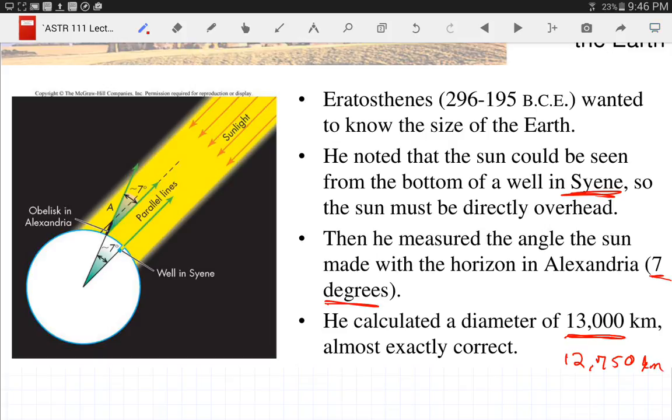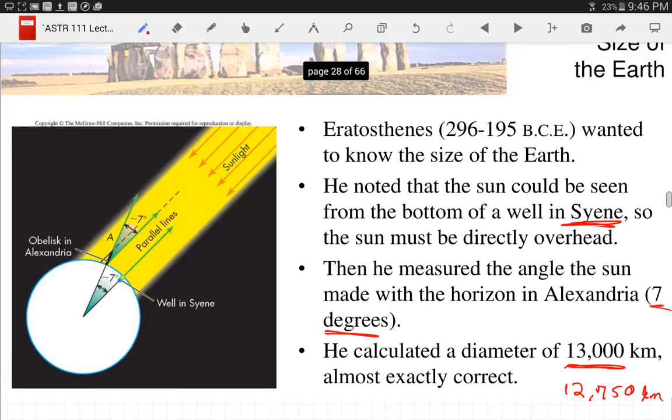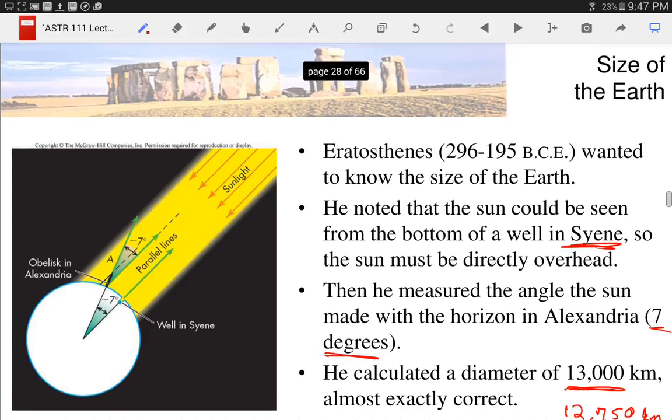Well, his method was really, really good. Very simple method. And so the size of the earth was well known 250 years before the time of Christ. It was known that it was a sphere. It was known almost exactly what its diameter was.